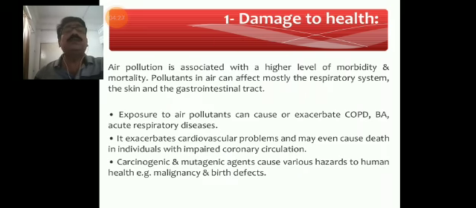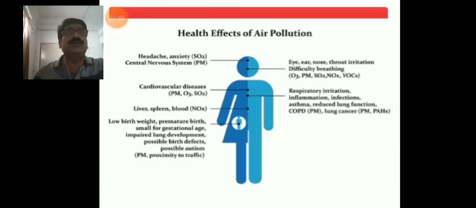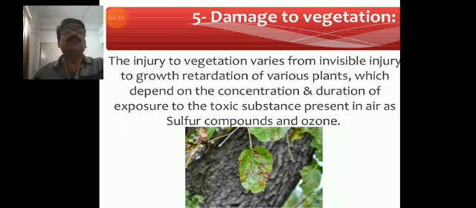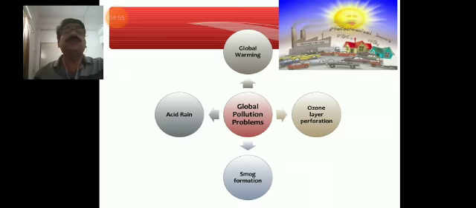Now they cause a lot of problems, especially air pollutants, like COPD, acute and chronic respiratory disease, cardiovascular disease, mutagenic and carcinogenic effects. This is called cancer. So they affect every part of our body, like the central nervous system, the eyes, the nose, the cardiovascular system, the liver, and so on. So you can see in the picture how the vegetation is damaged and causes global pollution.